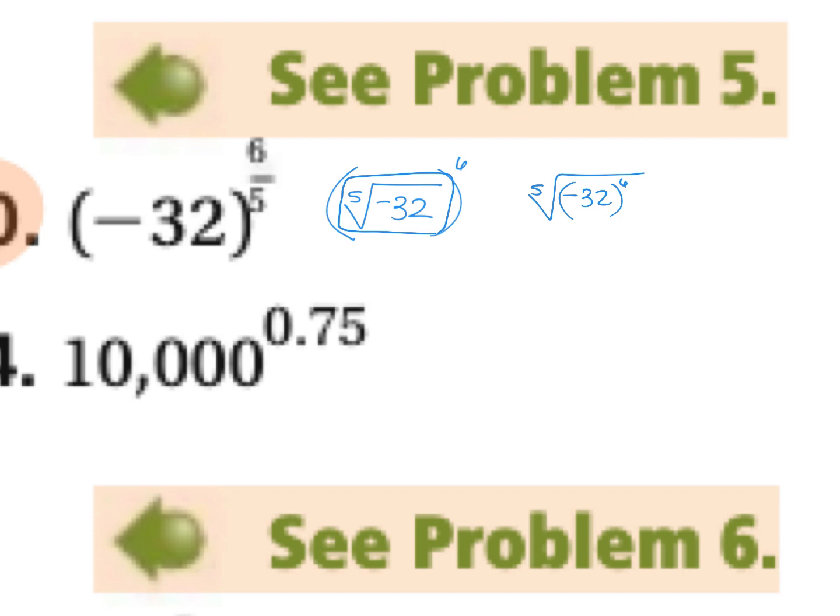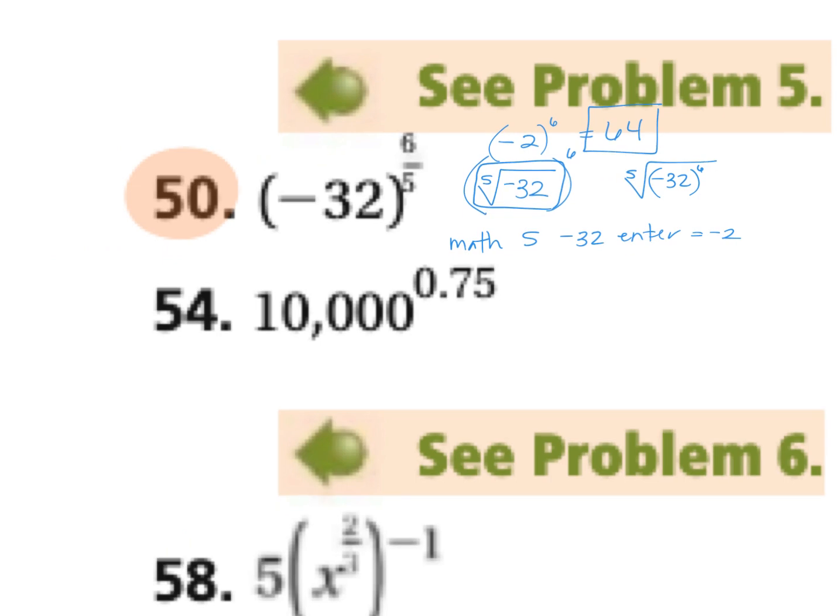If you want to plug this into your calculator, you do math 5 and then negative 32, and then hit enter, and you get negative 2. Okay, so this is negative 2 to the 6th power. Don't forget those parentheses if you're going to plug it in. Negative 2 to the 6th is 64. So this would equal 64 on number 50. Okay.